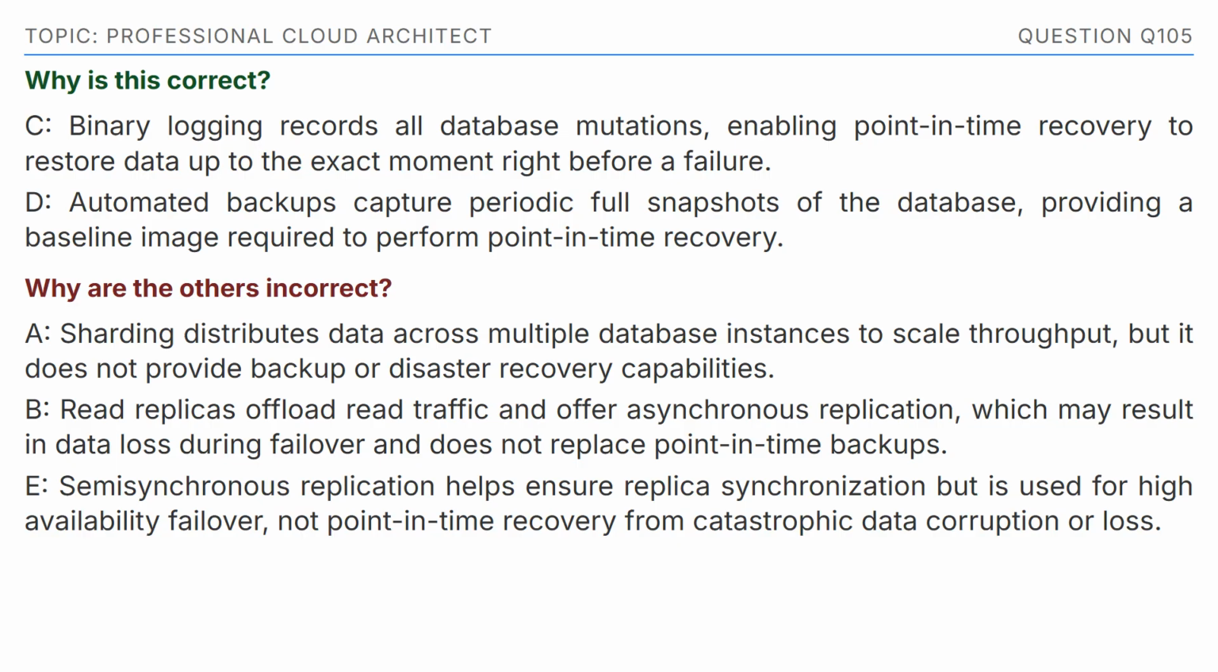Why are the others incorrect? A. Sharding distributes data across multiple database instances to scale throughput, but it does not provide backup or disaster recovery capabilities. B. Read replicas offload read traffic and offer asynchronous replication, which may result in data loss during failover and does not replace point-in-time backups. E. Semi-synchronous replication helps ensure replica synchronization but is used for high availability failover, not point-in-time recovery from catastrophic data corruption or loss.